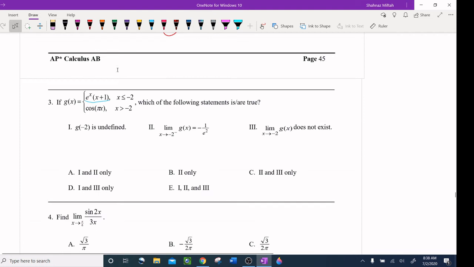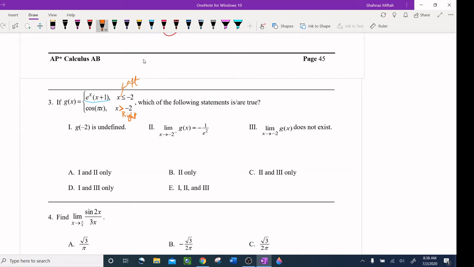Okay, let's try this question now. Which of the following statements is true? This is a g of x function and it's a piecewise function. And look at the restrictions. Always check the restrictions. x less than or equal to -2. Less means always left. x greater than -2. You know the alligator mouth opens towards x, which means x is greater. So x greater than -2 means that's right. Greater goes right, less goes left. Okay, so these are my two pieces.